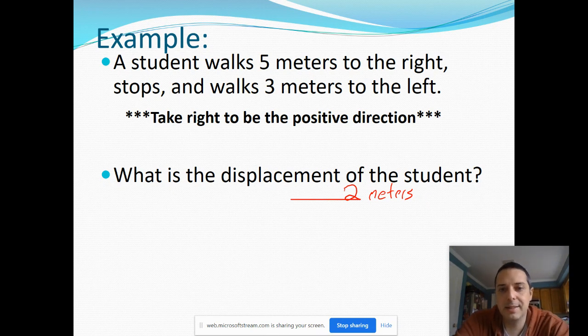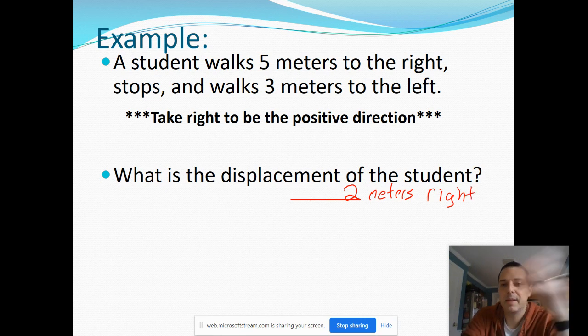But because it's a displacement, we have to give it a direction. 5 meters to the right, 3 meters to the left, you still end up 2 meters from where you started, but you are to the right of where you started. Here we've given a displacement: a value, 2 meters, which is called the magnitude, and a direction. Whenever you talk about a physics term that has a direction associated with it, you can always give it without the direction if they ask you for the magnitude. We're going to see that in a minute.